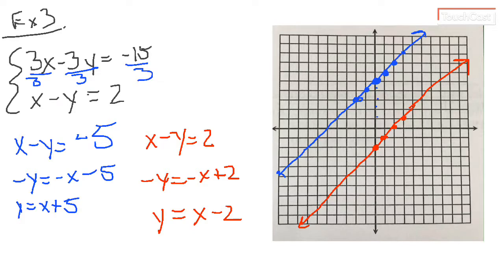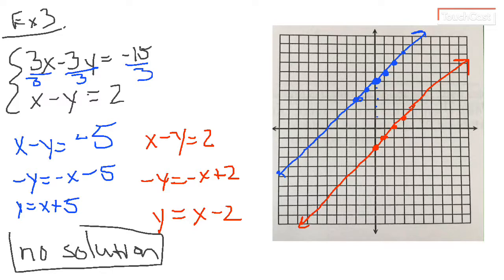Now these two lines are parallel. If we remember from earlier algebra classes, the slope of these two lines is the same. If the slope is the same, the lines are parallel. If that is the case, we say that there is no solution. Remember, the solution to a system of equations is where those lines cross. And if the lines are parallel, they'll never cross, so there can never be a solution in this case.